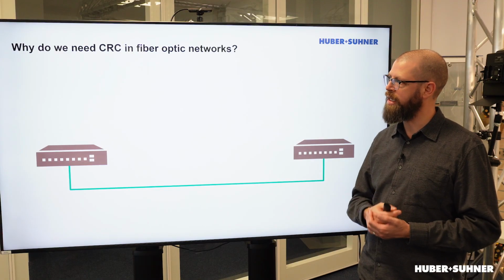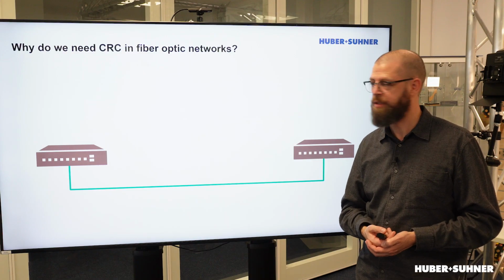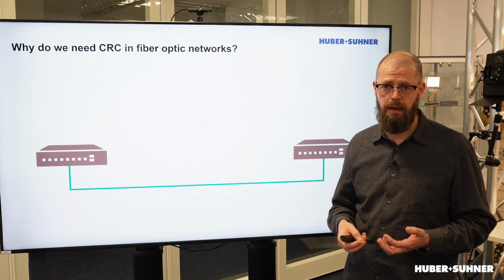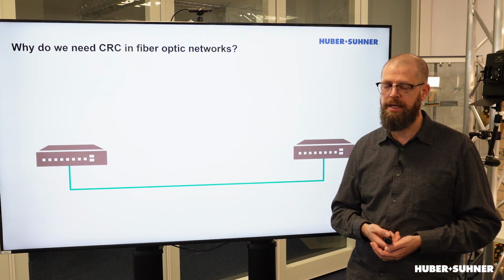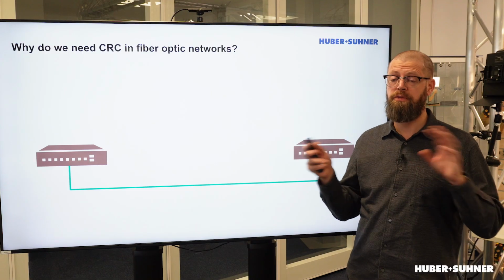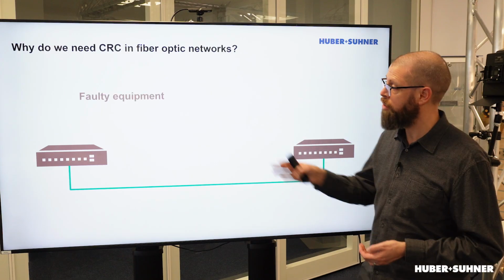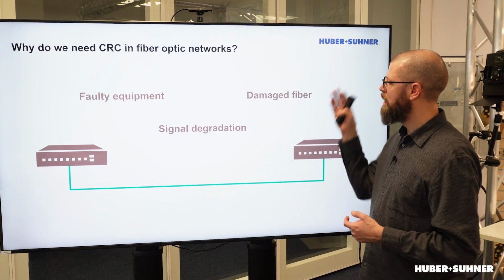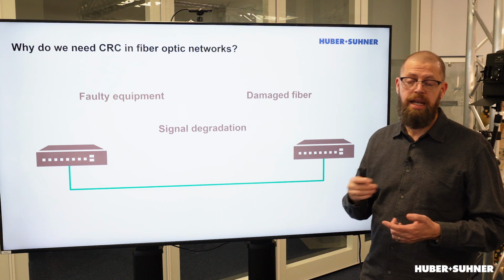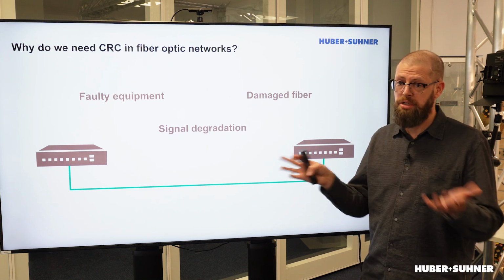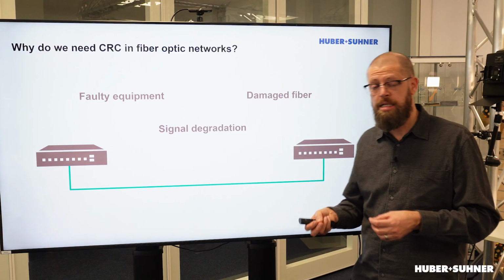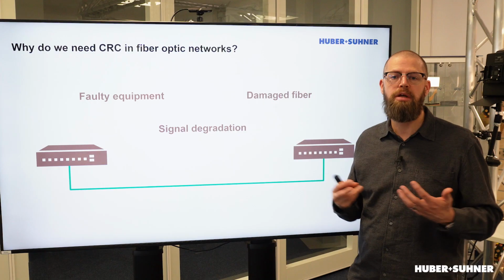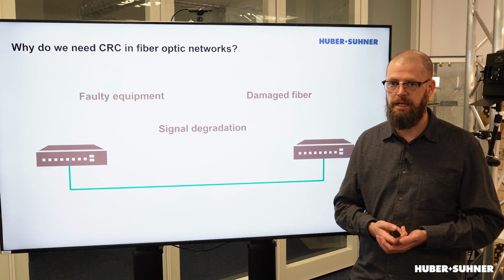So why do we need a CRC in a fiber optic network? Now, fiber optic networks are really very reliable, but they are not completely immune against errors. And errors can come from various different areas. So we're talking about faulty equipment, signal degradation over the distance, damaged or stressed fiber, laser degradation, receiver degradation, you name it. And the worst thing about it is that these errors can just suddenly occur out of the blue, even with links that were previously working flawlessly.